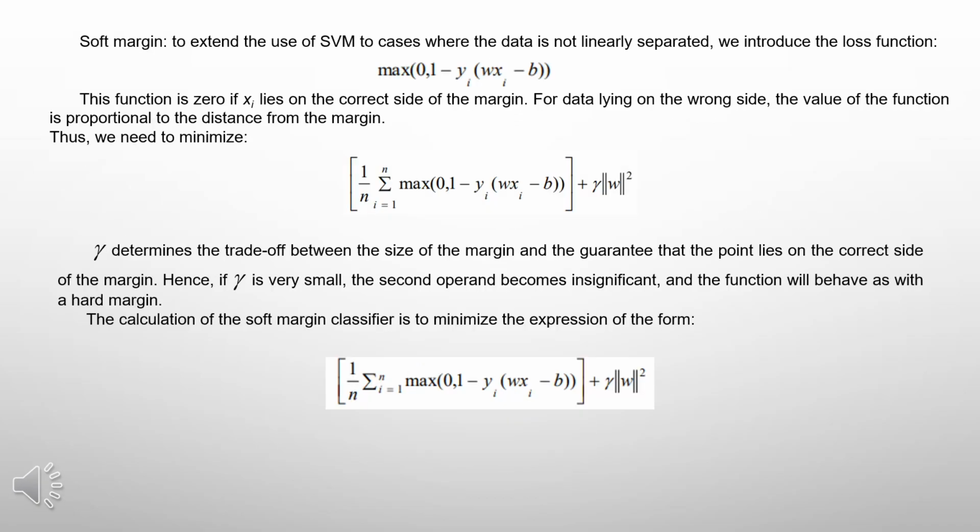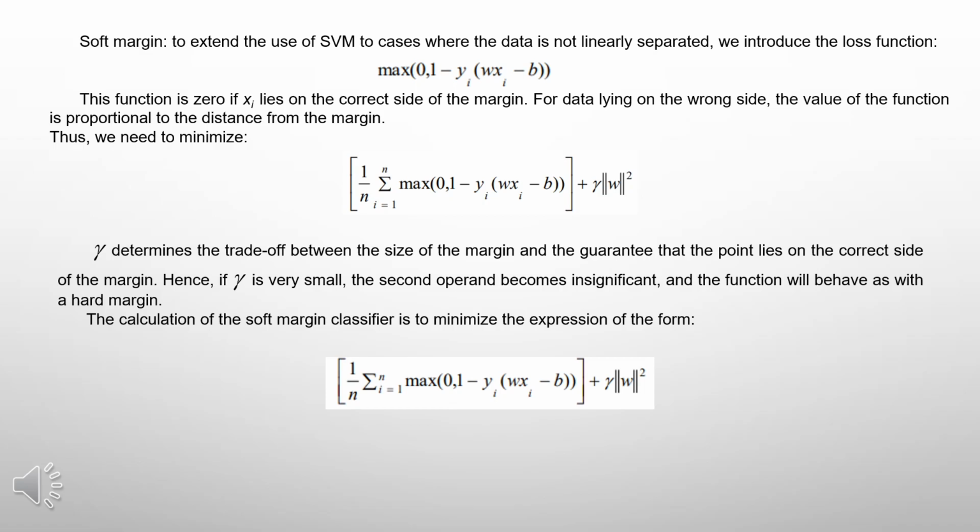Soft margin. To extend the use of SVM to cases where the data is not linearly separable, we introduce the loss function. This function is 0 if x lies on the correct side of the margin. For data lying on the wrong side, the value of the function is proportional to the distance from the margin. Thus, we need to minimize.